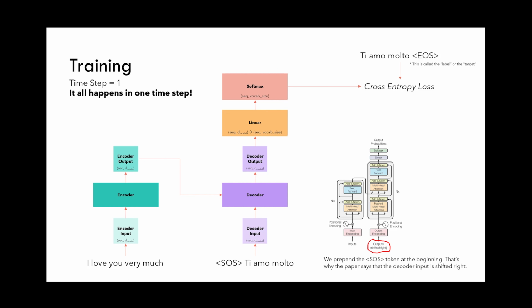As I said, this all happens in one time step. So the training is really the game changer for the transformer compared to other models before. You train it very fast, and you can train huge models that have a very long sequence length, and that's why we have GPT, and that's why we had BERT, and that's why we have ChatGPT now, etc.